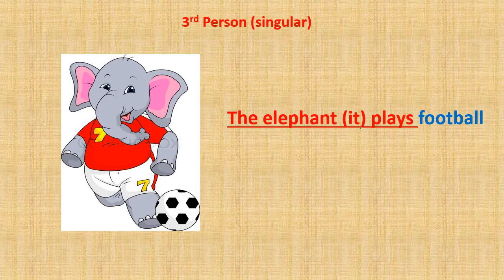When we use it, the verb form will be like this, and when we use any name, it can be the name of a person, of a place, or of an animal, we will also use the verb form like this. Okay, now write this statement down in your copy. The elephant it plays. Underline this portion and then circle the action verb.